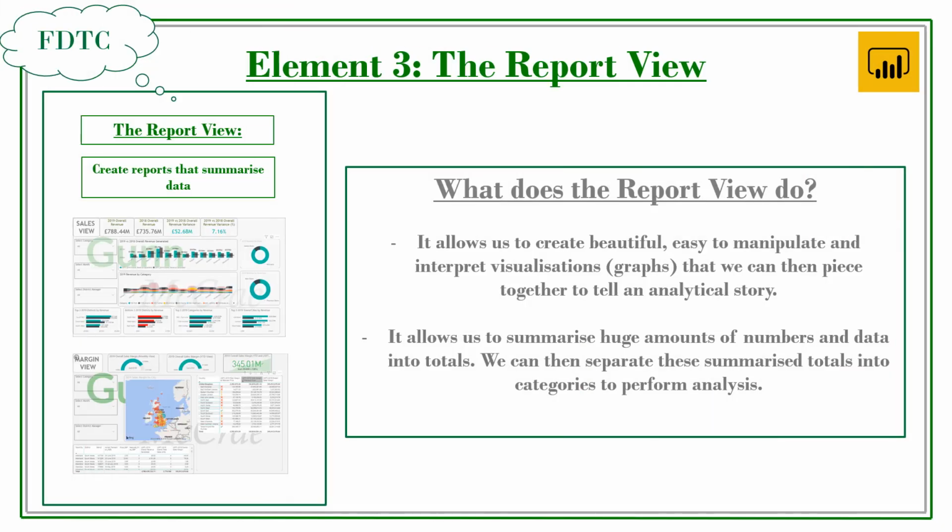Once we've got our data model looking sound, then we'll move on to the report view, which is element number 3. The report view is where we actually put the end report together, picking and choosing the appropriate graphs and charts that we can then populate with columns or fields of data to get some insights and tell an analytical story. This part of the report is where we summarize all the fields and see what there is to look into further.